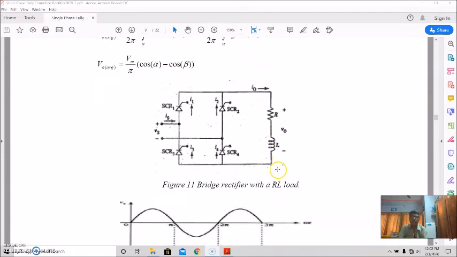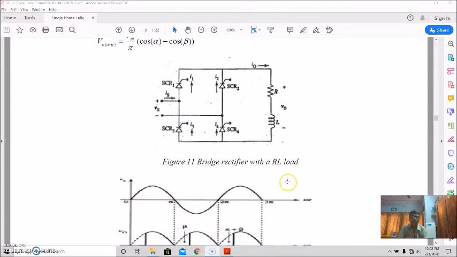Okay, so this is the circuit diagram. This is the pair of SCRs that conduct for one half, and this is the other pair of SCRs that conduct for the other half of the supply voltage waveform. This is the output current, and this is the output voltage across the inductive load R and L, with SCR1, SCR4, SCR2, and SCR3.